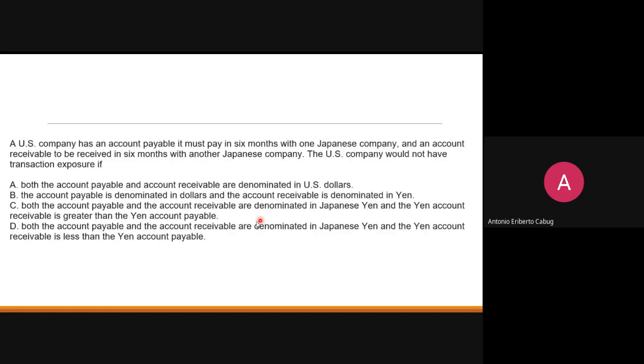Last meeting, we talked about this scenario. A US company has an account payable. It must pay in 6 months to one Japanese company. Account receivable to be received in 6 months from another Japanese company. The US company would not have transaction exposure if both the AP and the AR are denominated in US dollars. If they are denominated in US dollars, there's no exposure to foreign exchange risk.